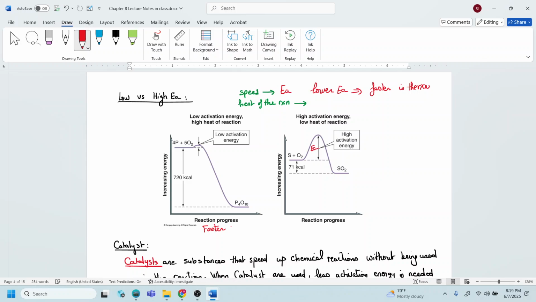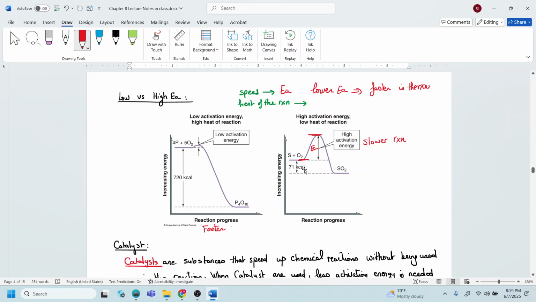And this one, this is its activation energy here. It's the distance between those two. And this is going to be a high activation energy, so it's going to be a slower reaction. Okay. Now, if I am looking at both of these energy diagrams, both of them are exothermic reactions. Why? Because both of them have their products lower in energy than that of the reactants. So this product here is lower in energy than the reactant. This product here is also lower in energy than the reactant.